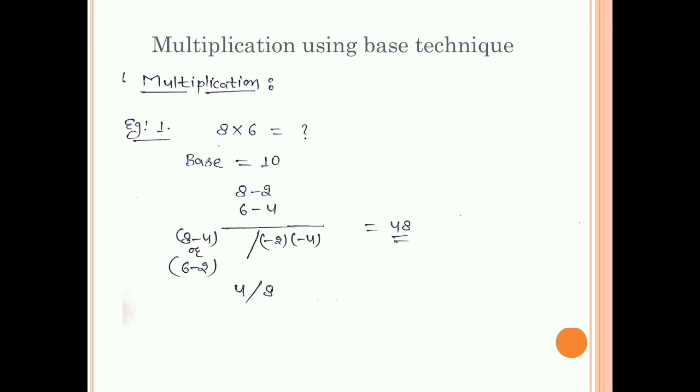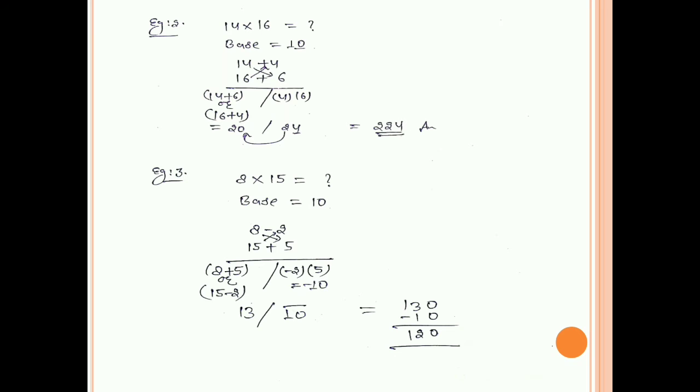So our answer will be 48. Let's see one more example. Suppose you want to calculate 14 into 16. Since both the numbers are close to 10, again we are choosing our base as 10. And both the numbers are more than 10. 14 is 4 more than 10 and 16 is 6 more than 10. So we will write 14 plus 4 and 16 plus 6. Now we will multiply 4 and 6, we will get 24, and 14 plus 6 or 16 plus 4, in both we are getting 20.